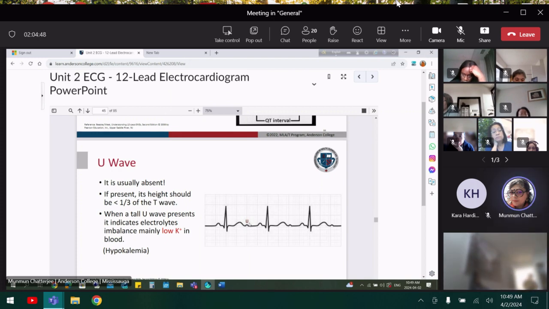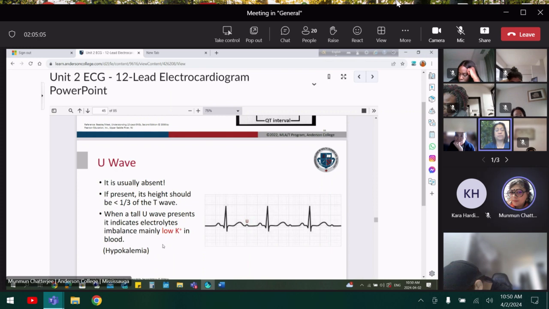If you see a tall U wave, what does that mean? It indicates electrolyte imbalance, mainly low potassium in the blood, or hypocalcemia. If there is hypokalemia, what type of waves can you see? They can give you options like T wave, D wave, B wave, P wave, whatever, and the U wave. So you can see the taller U wave. The U wave generally is present when there is an electrolyte imbalance.